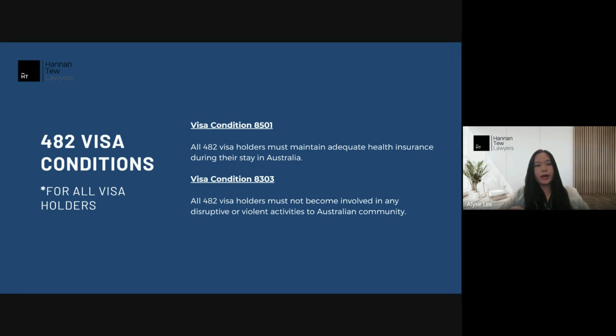So adequate health insurance is defined on the department's website. It mainly includes having cover for public hospital, pharmaceutical medication, ambulance service, etc. Another visa condition that they need to comply with is that they must not become involved in activities that are disruptive to or violence threatening harm to the Australian community or a group within the Australian community.